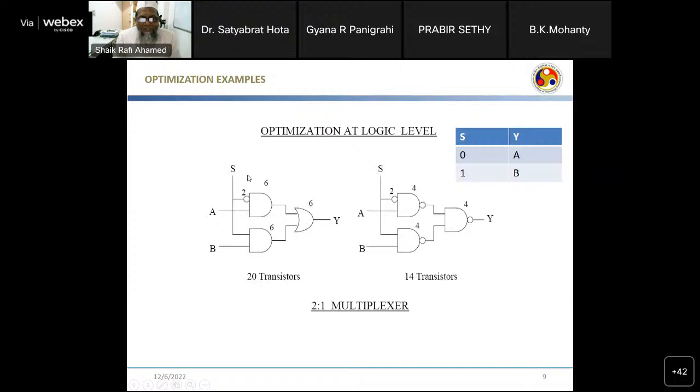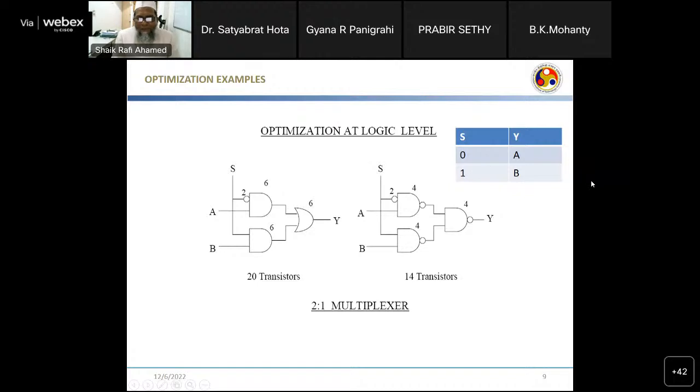Whereas if I use this universal logic, if I implement every gate with only NAND gates, you can easily check that this also will give the same truth table. So if I replace all the gates with NAND gates, now we require only 14 transistors. So we are reducing the transistors from 20 to 14. This is what is called the optimization at logic level. This type of optimization you might have studied in your digital logic design.